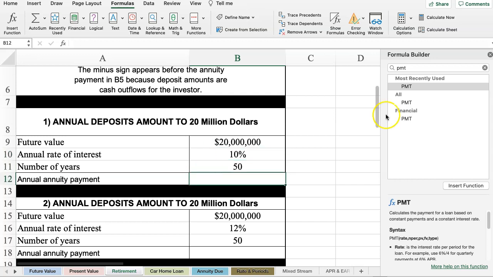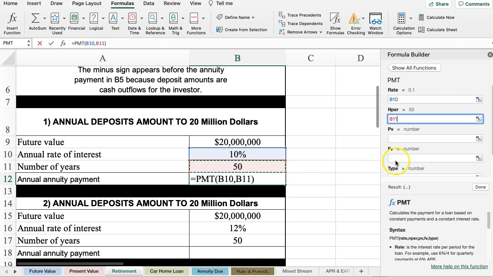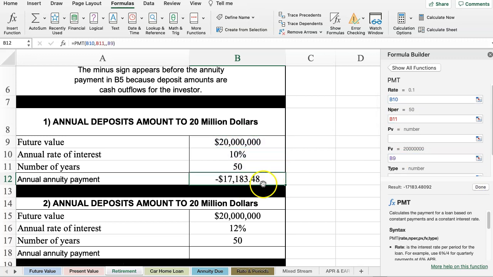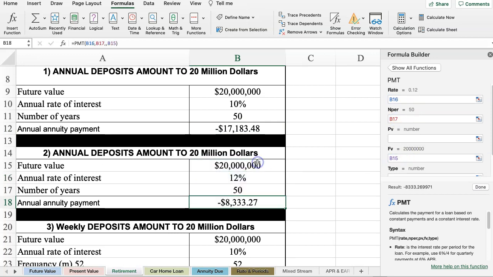Again, we use our payment function: the rate, N per is the number of years, and the future value is 20 million. So we're going to save 17,000. The stock market returns an average of 12%. Say we're optimistic and we figure 12%, put in the variables, and then we have to save $8,000. A 2% difference in return changes what we have to save a year to get 20 million.